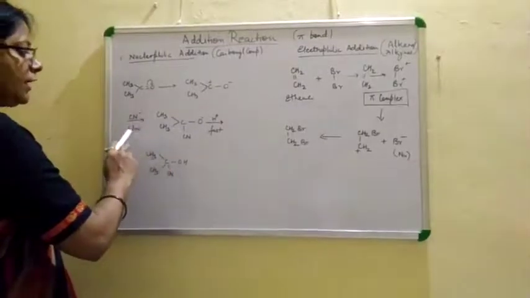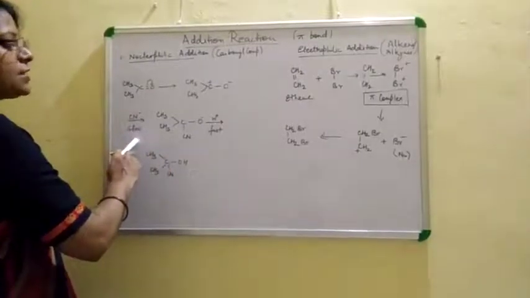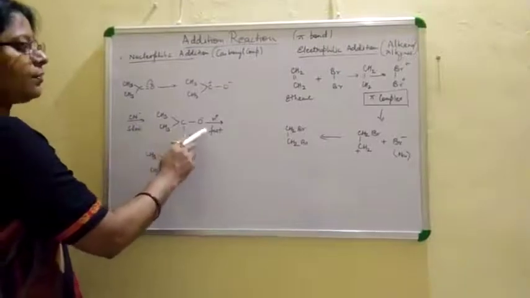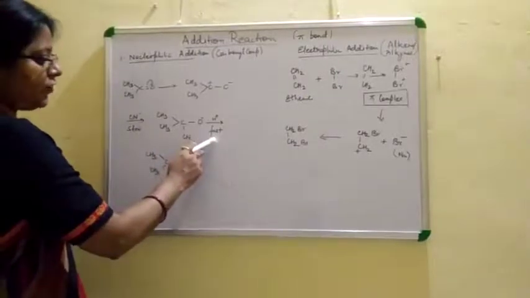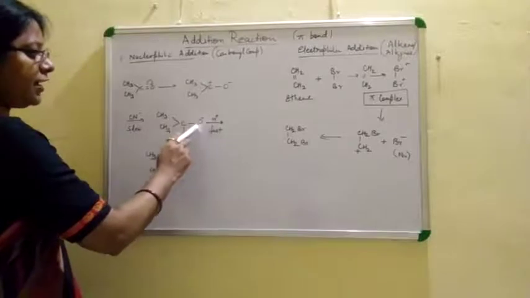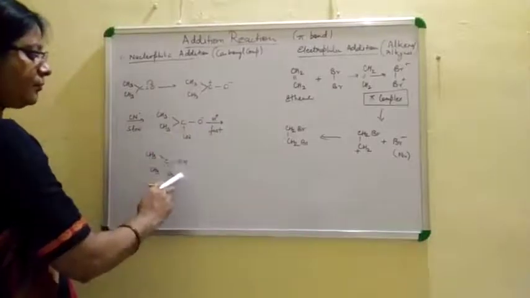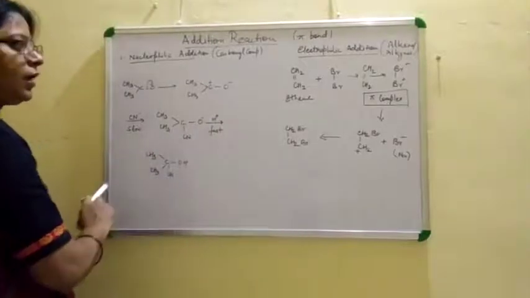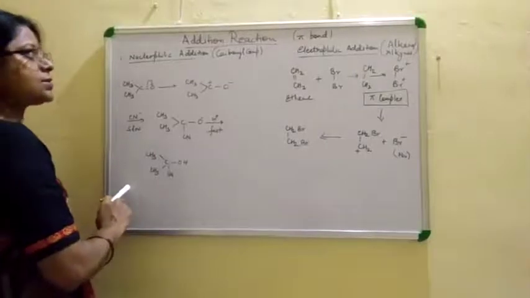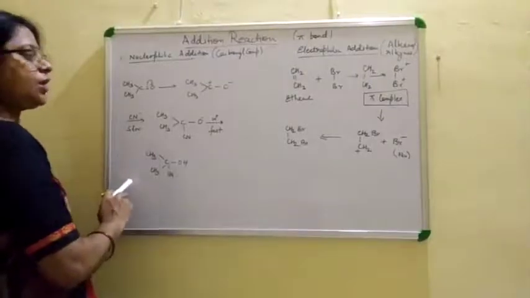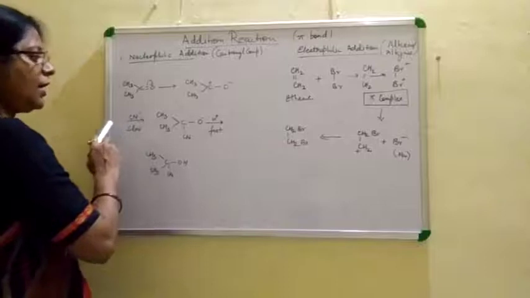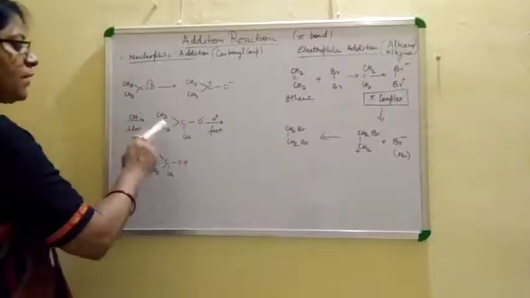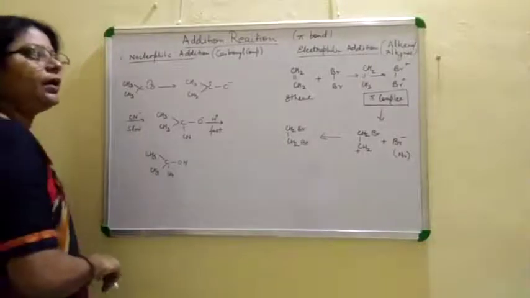This step, the attack of the nucleophile, is the slow step. The next step is the fast step, where hydrogen ion is attached to the oxygen atom and forms the cyanohydrin. Like this is the nucleophilic addition reaction, where nucleophile attack takes place on the carbon atom.